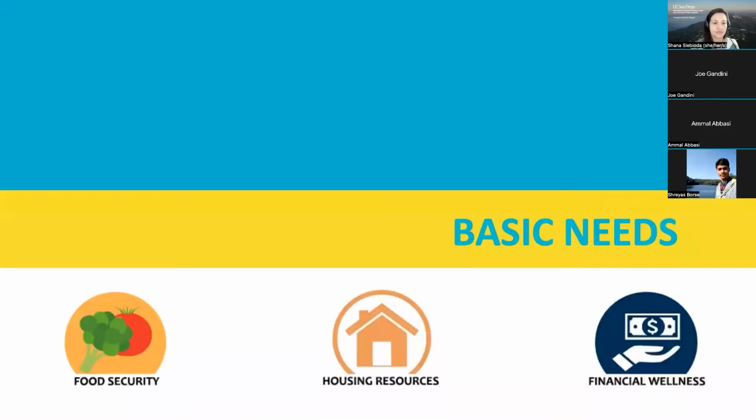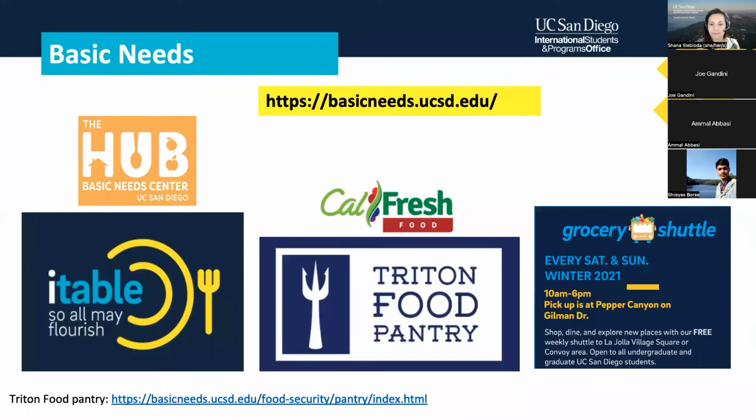Now, let's talk about some basic needs services we have for students. So we have food security, financial services, etc. In this slide, you can see the logos of various organizations we have. This is iTable, wherein ISPO has collaborated with Basic Needs Hub and Need Center. We basically help international students by giving good access to food and financial resources and many more things. You should definitely register for iTable if you're eligible for that.